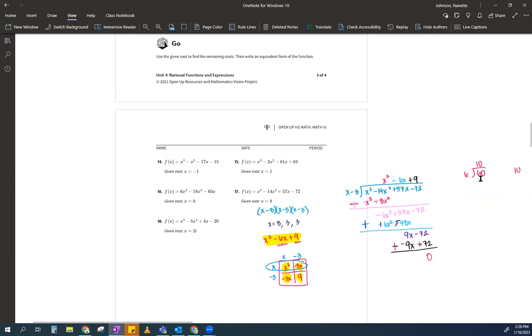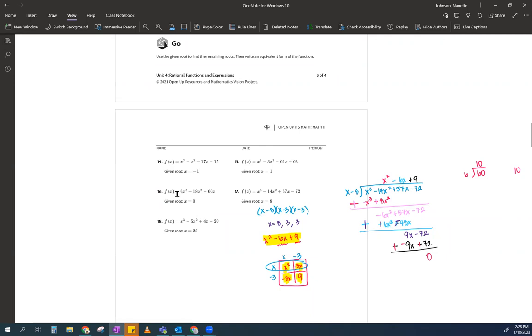So if we take 16 divided by 6, who's 6's partner? It's 10. So now we have this quadratic. And then we just factored that quadratic and we got x minus 3 and x minus 3. So our factored form is going to be x minus 3 times x minus 8, right? And our zeros are x equals 8, x equals 3, and x equals 3. So you're basically using the one zero to find the rest of the zeros, okay?